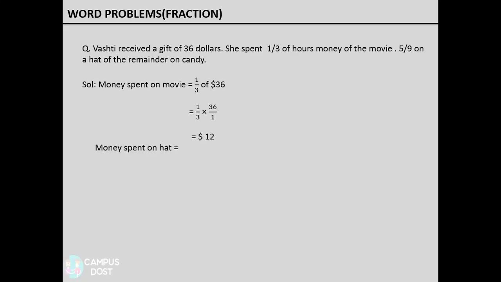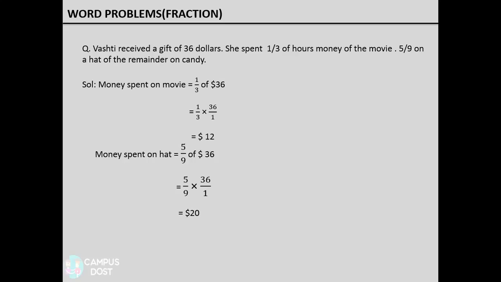Now let's determine how much money she spent on the hat. We are told that she spent 5/9 of her $36 on the hat, which we can rewrite as 5/9 times 36. When we calculate this product and simplify, we see that she spent $20 on the hat.